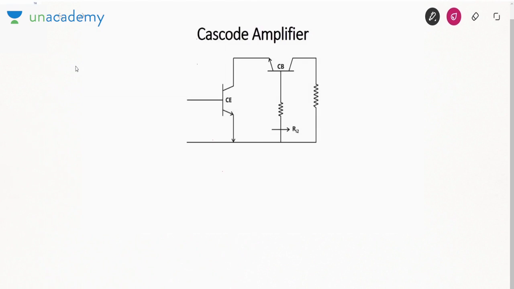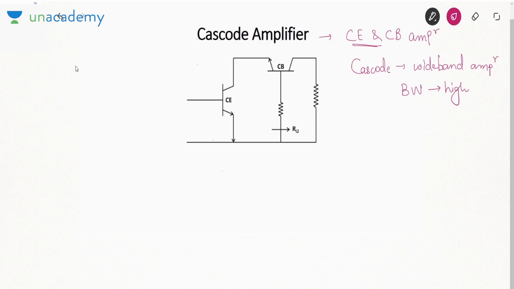Let us go to the second connection, which is called as cascode amplifier. Cascode means the first stage is common emitter and the second stage is common base. Now both stages are not identical. One is common emitter and the other common base. Why we call it as cascode? Cascode here implies wide band amplifier, means the bandwidth of this amplifier would be high. So we are trying to remove the drawback that we obtained in case of cascade connection, and that is why we are going for cascode connection.